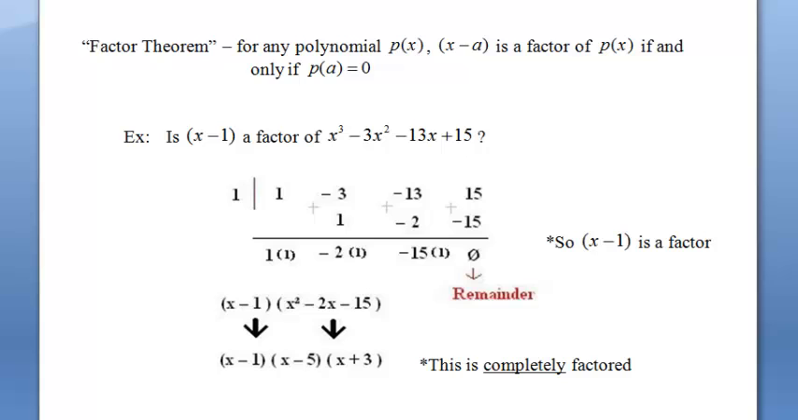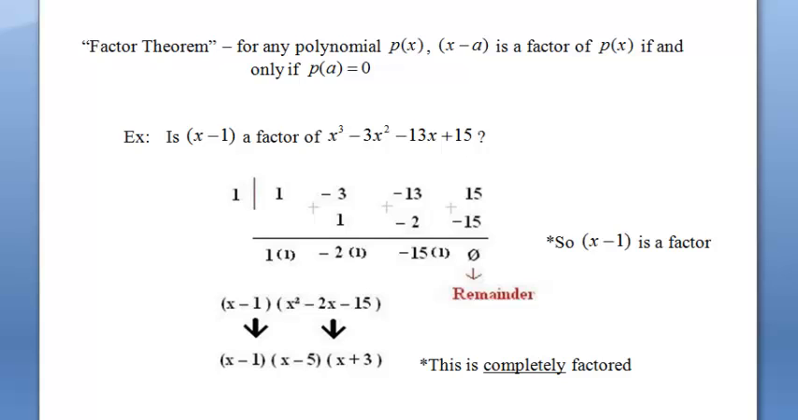So I drop the 1. 1 times 1 is 1, so I write 1 up above. Negative 3 plus 1 is negative 2. Then 1 times negative 2 is negative 2, and I add those together: negative 13 plus negative 2 is negative 15. Then negative 15 times 1 is negative 15. I add 15 and negative 15, and I get 0. So we know that x minus 1 is a factor because the remainder was 0.